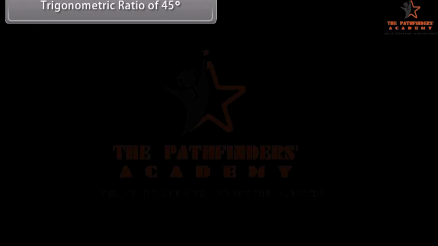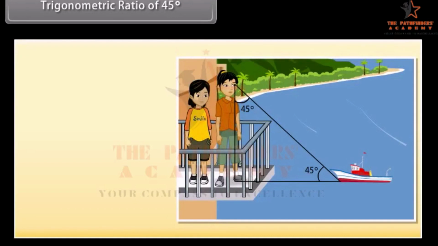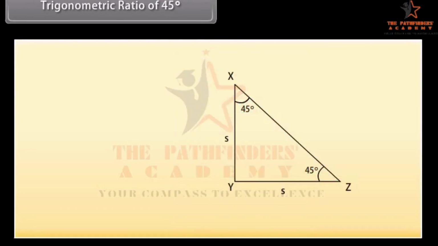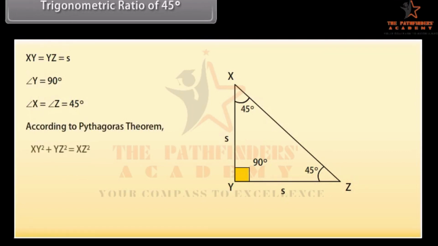Trigonometric ratio of 45 degree. Consider the right-angled isosceles triangle XYZ. XY is equal to YZ, which equals s. Angle Y is equal to 90 degree. Angle X is equal to angle Z, which is 45 degree. According to Pythagoras' theorem, XY square plus YZ square is equal to XZ square. By substituting the values, we get s square plus s square is equal to XZ square. XZ square is equal to 2s square, which is XZ is equal to square root 2 s.